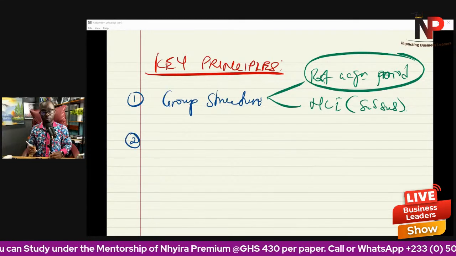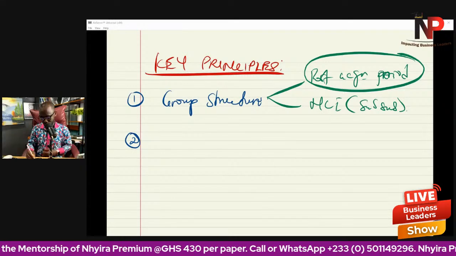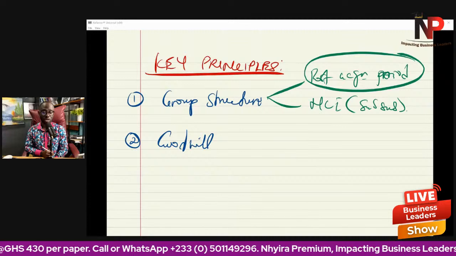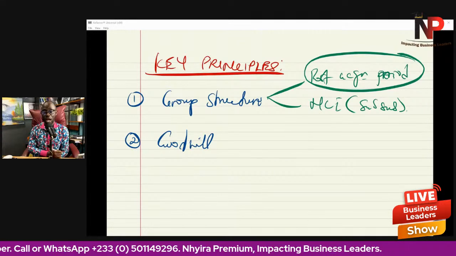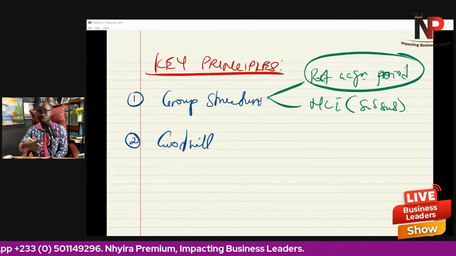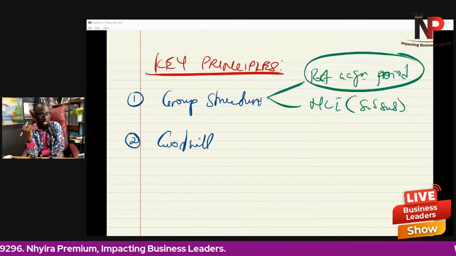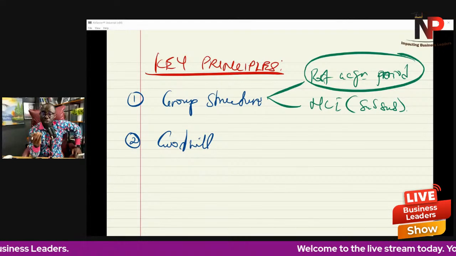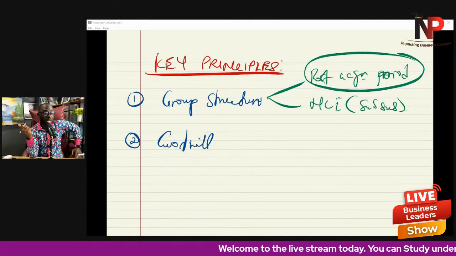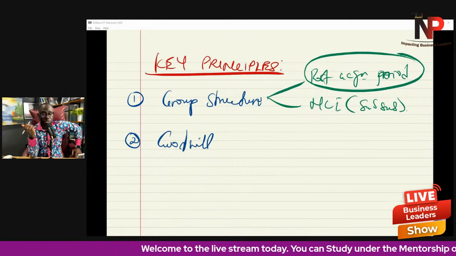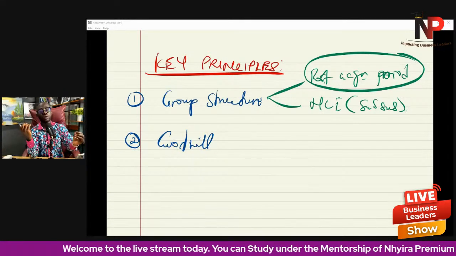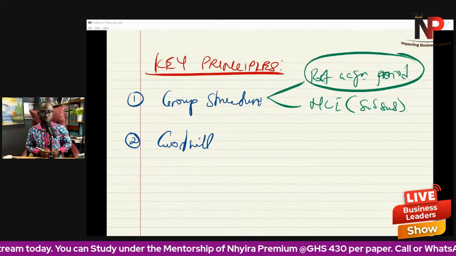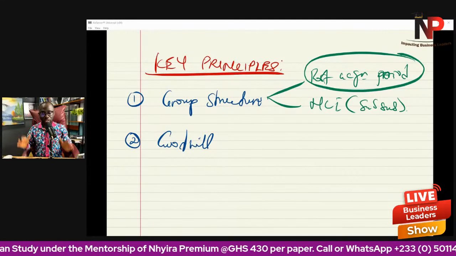Number two is to then establish issues about goodwill. In every consolidated financial statement question, there will be goodwill that the examiner would ask you to do. Even if it doesn't ask you, indirectly, you would have to calculate it, especially if you are preparing the consolidated statement of financial position, or the consolidated cash flow statement for the corporate reporting students. So goodwill calculation is very, very important. You must know how to calculate goodwill.